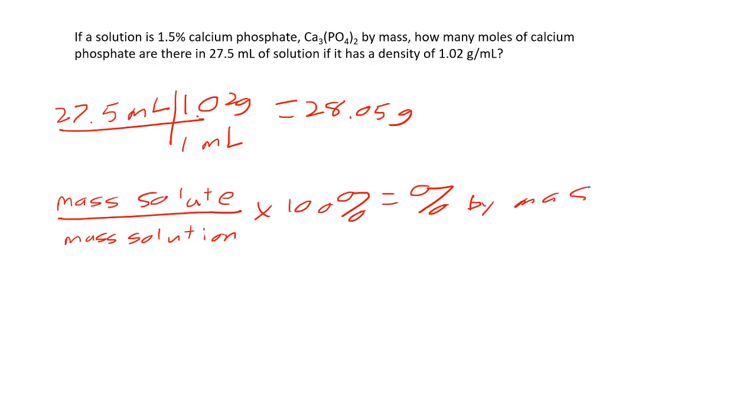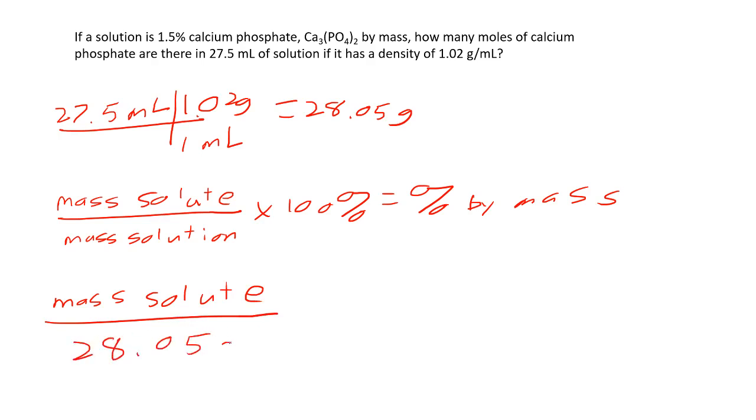So now let's plug in some numbers. We don't know the mass of the solute. That's what the problem asks us, right? It says how many moles of calcium phosphate. So you should know that that is the solute based on the wording of the problem. We then have mass of solution, which we figured out at the beginning is 28.05 grams. We then have times 100% is equal to 1.5%.